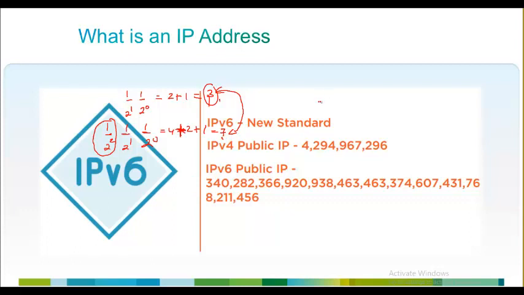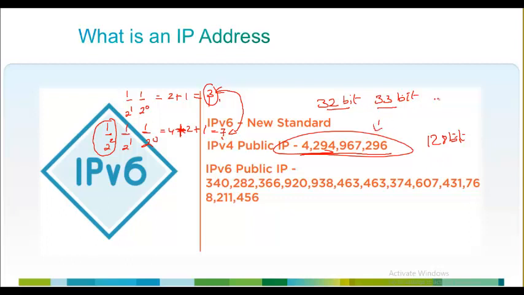That's what I was saying. Your IPv4 is 32-bit. And let's say you got 4 million public IPs. If you would have made it 33-bit itself, it would have given you 8 million, maybe 9 million. Just doubled. Just one bit itself will double. Maybe if you make it 35, it would have solved your problem.